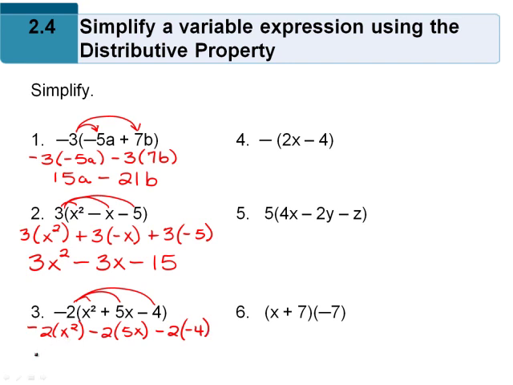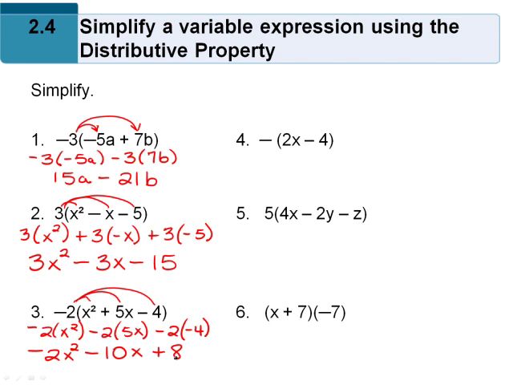Negative times a positive is going to be negative 2x squared. Just bring that variable term down. Now the second term we have negative 2 times positive 5, which would be a negative 10x. And the last term, a negative times a negative, is going to be a positive, and 2 times 4 gives you positive 8. If you look at those three terms, they are not like terms, so that expression is your final answer.